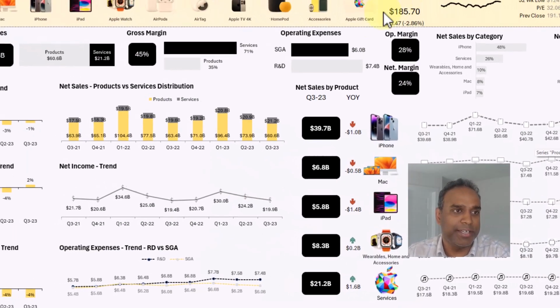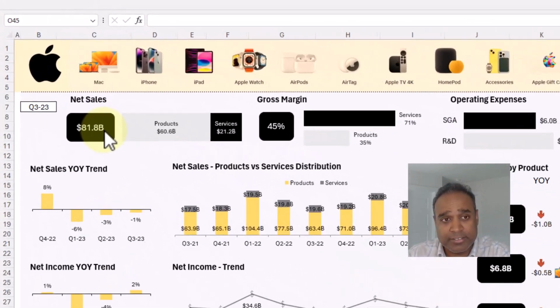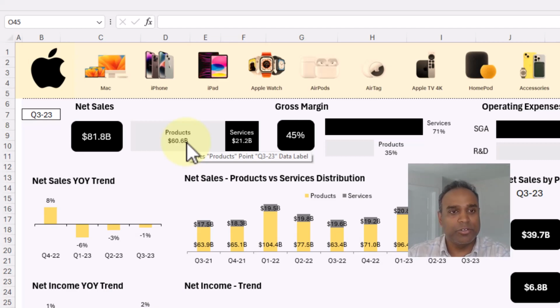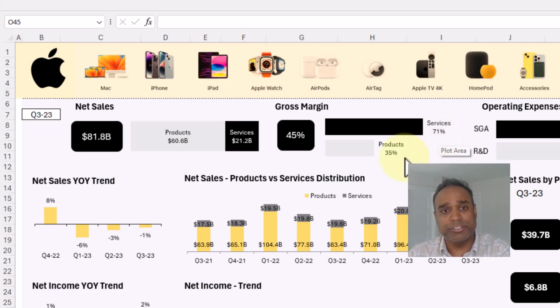So this is what I put together. First of all, we have the net sales, and then we also have the breakdown of the net sales between the products and services. And this is important because they have different gross margins. As you can see here, services has a 71% gross margin versus products, which require hardware, and so there is higher cost of sales involved, and that's why the products have only a 35% margin. Overall, Apple's gross margin is 45%.